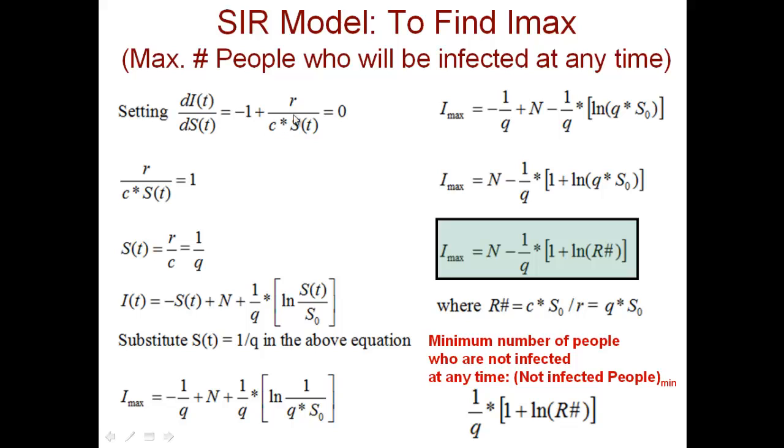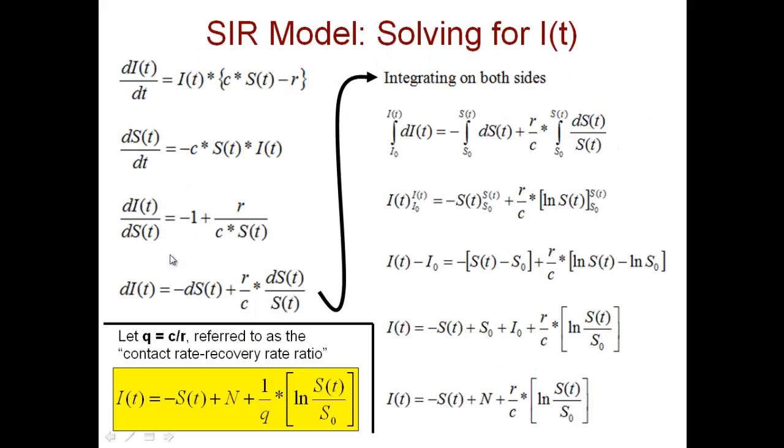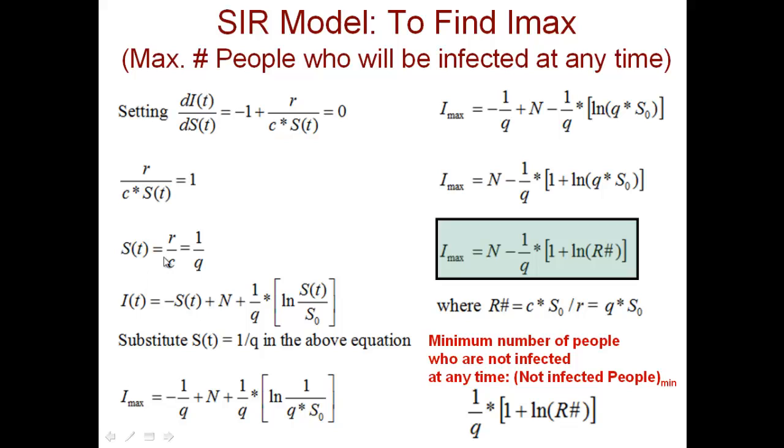this to be 0, so we'll solve now for S(t). Negative 1 plus R over C times S(t) equal to 0. That means R over C times S(t) equals 1, and S(t) then will be equal to R over C. We also define this Q as C over R, so R over C will be simply 1 over Q. So when S(t) is 1 over Q, I(t) is going to be the maximum. That's what we can say.